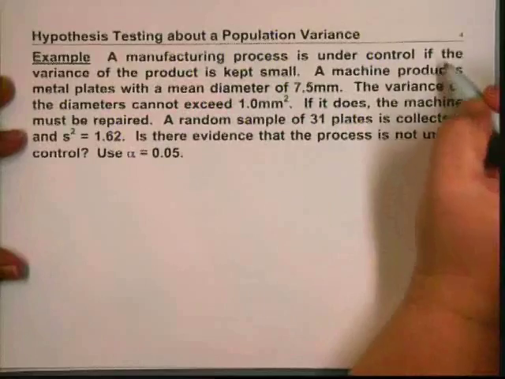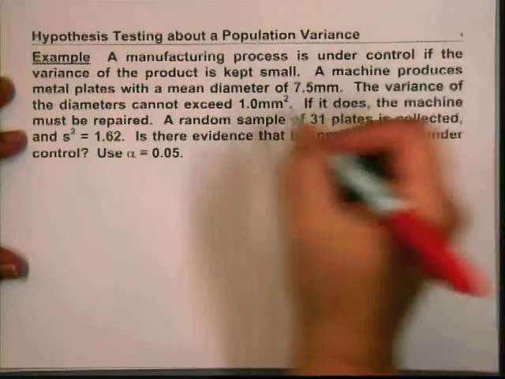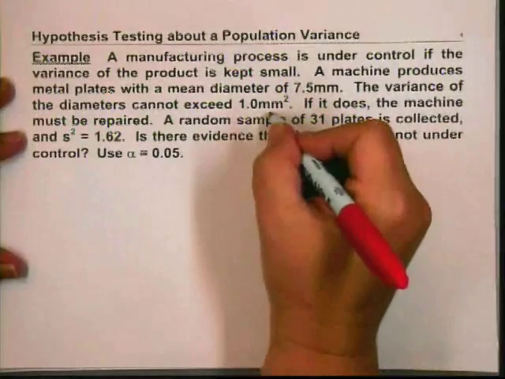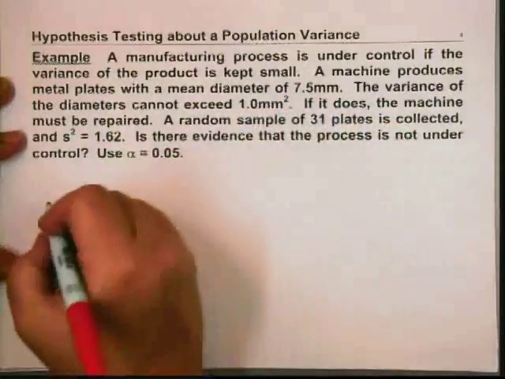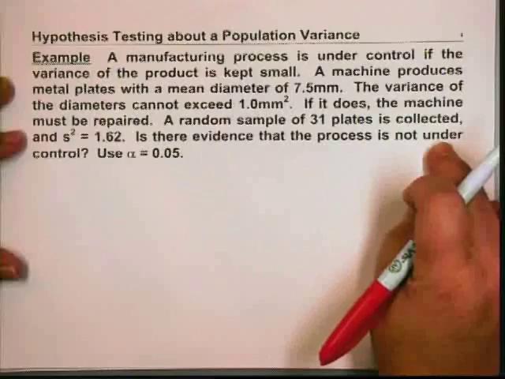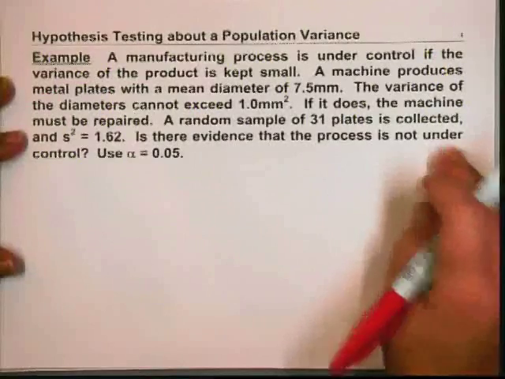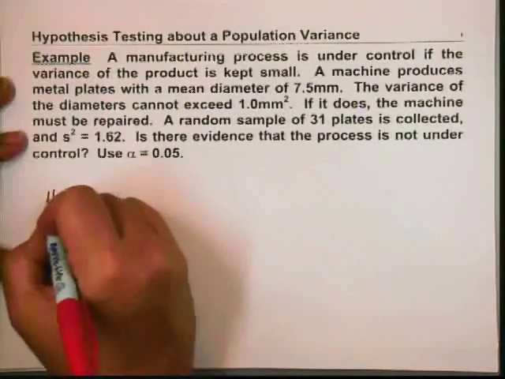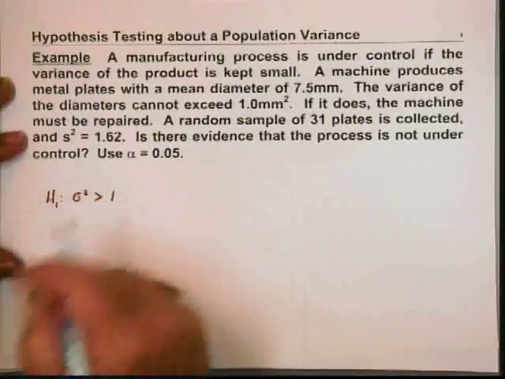So here we can write, the process is under control if the variance is kept small. We want it to be smaller than 1 means the process is under control. Out of control means the variance is too large. So, is there evidence that the process is not under control? That means, is the variance large? All right. So what we're looking at then is the population variance, does it exceed 1?